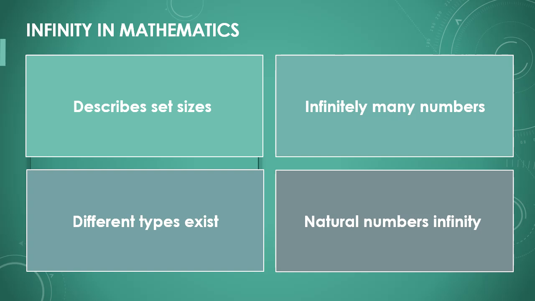In mathematics, infinity is often used to describe the size of sets. For example, there are infinitely many numbers, and also the number of points on a line is infinite. There are different types of infinity that vary depending on the situation. One example is the infinity of natural numbers.